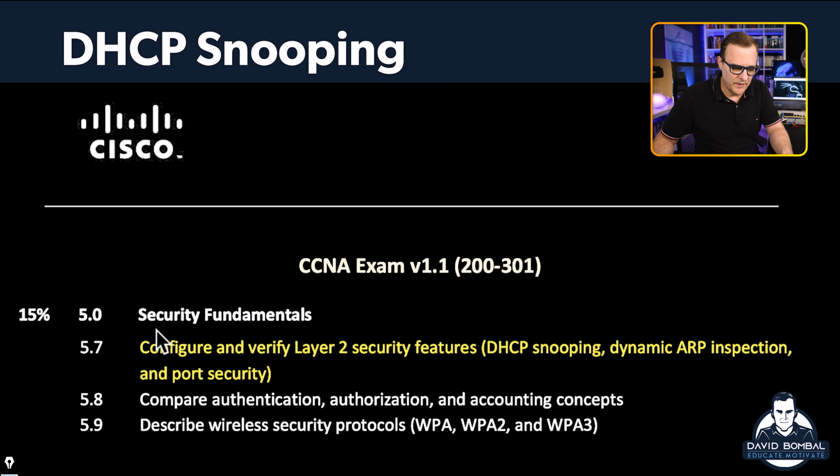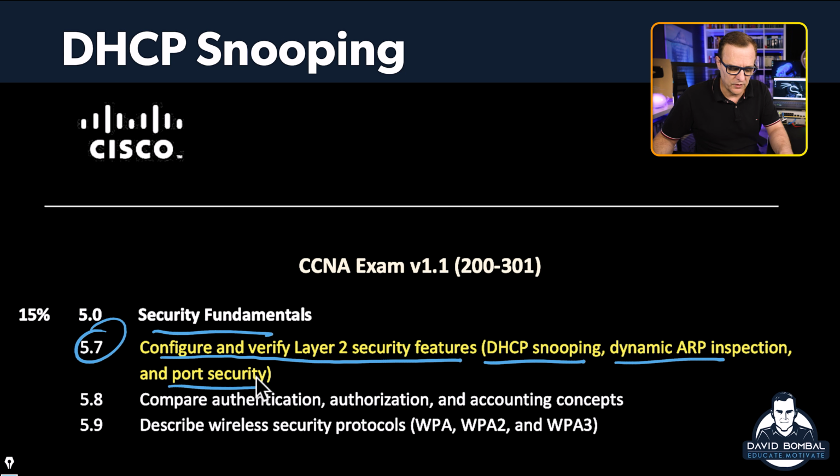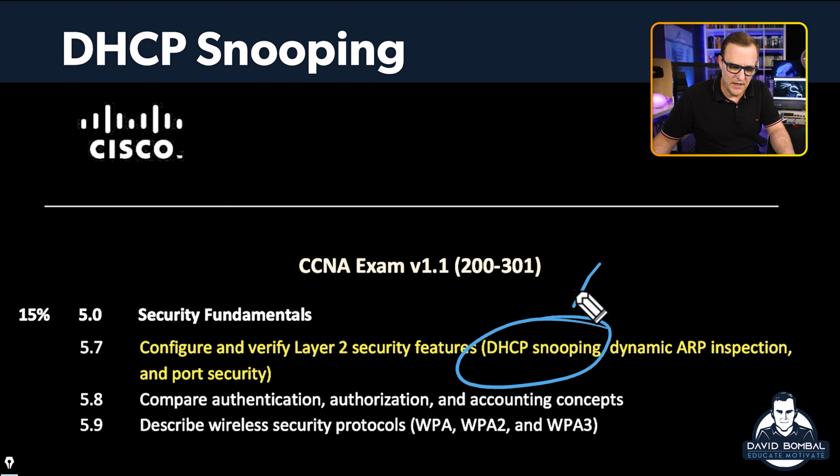In this video, we're covering security fundamentals, specifically 5.7, configure and verify layer 2 security features, DHCP snooping, dynamic ARP inspection, and port security. This is the first video in the DHCP snooping section. In this video, I'm going to show you how to hack DHCP using a simple Python script as well as an application running within Kali Linux.